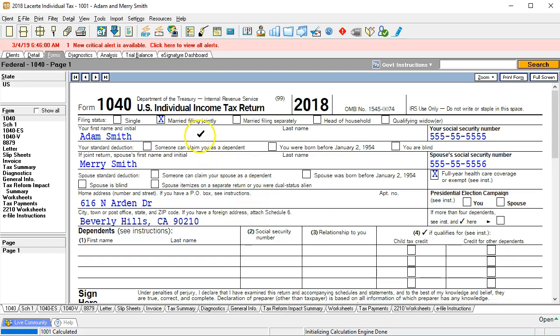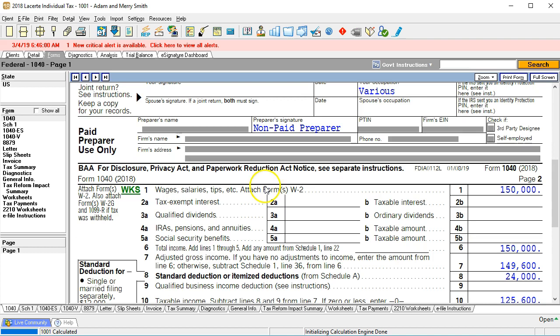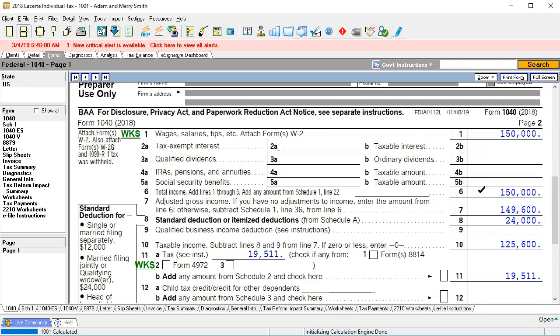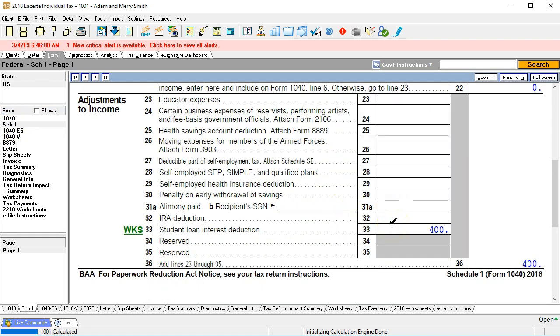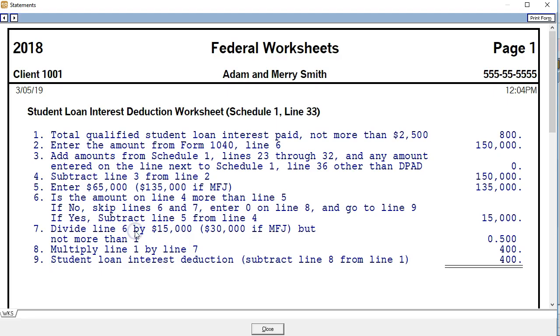So here we are in the software, married filing joint in our test 1040. If we scroll down, we're going to say that we have the 150,000. So that's going to be above the lower limit, but not to the upper limit yet. We see that the deduction is being taken on Schedule 1, and Schedule 1 is only at 400, however, when we entered 800. So we entered 800 qualified, only 400. Let's take a look at the calculation with regards to the worksheet.